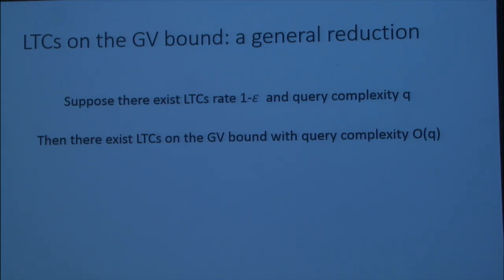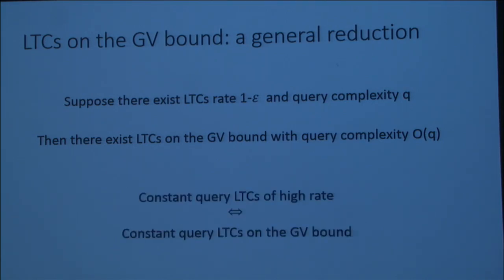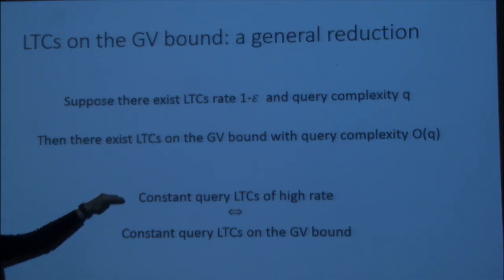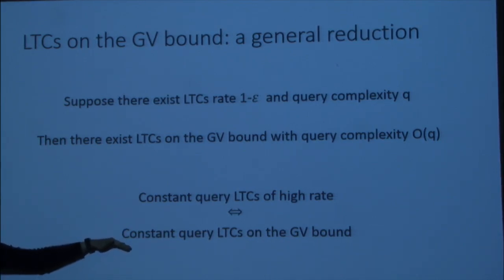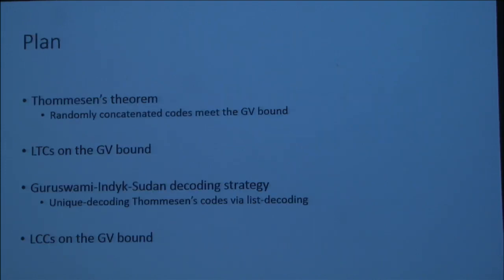This is something we know how to do, on any point on the GV bound curve. So basically, if you have constant query LTCs of high rate, this would imply constant query LTCs on the GV bound. So this would be a general reduction. If you believe that these don't exist, then maybe one can do it by ruling out this implication, that you can't get constant query LTCs on the GV bound. So this is the kind of reduction we will show.